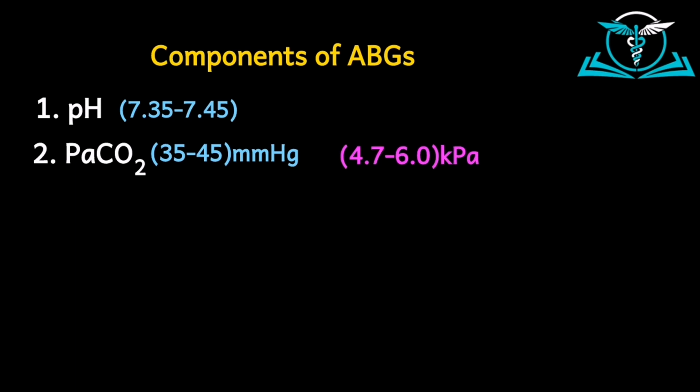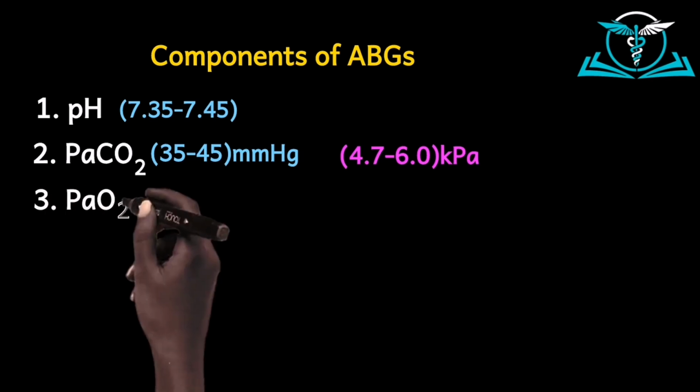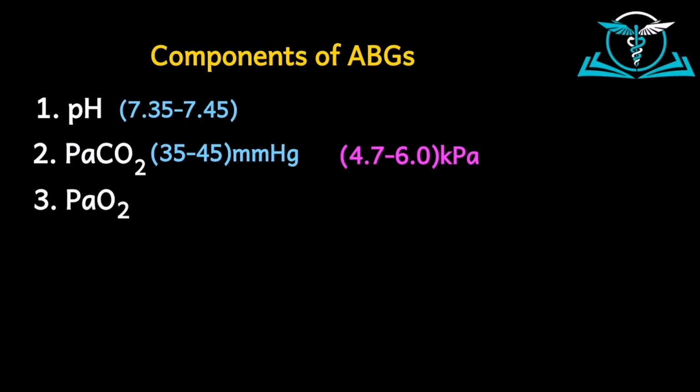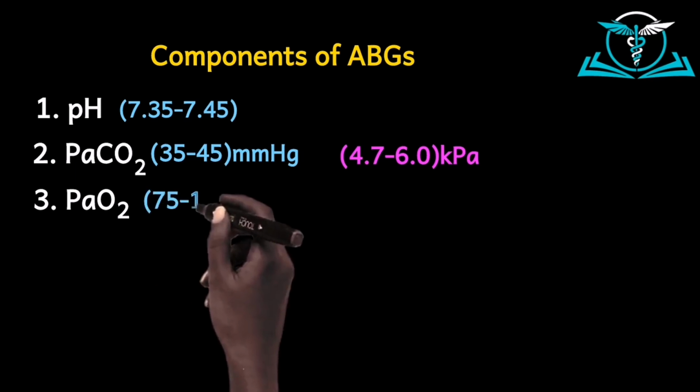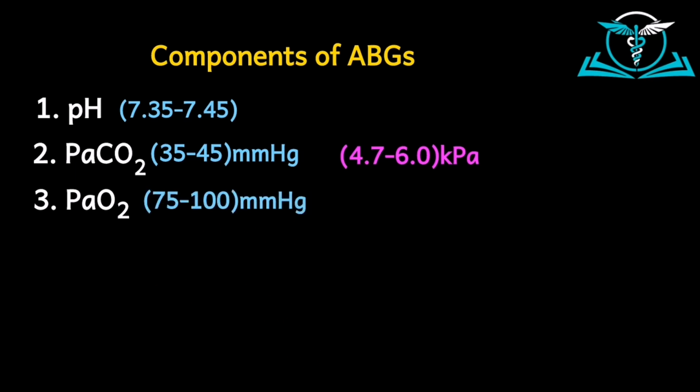And in kilopascals, this range is 4.7 to 6.0 kilopascals. The third basic component is the PO2, the partial pressure of oxygen, which is the measure of the amount of dissolved oxygen in blood. Its normal range is 75 to 100 millimeters of mercury, although some books say it should be anything greater than 80. And in kilopascals, this is greater than 10.6 kilopascals.